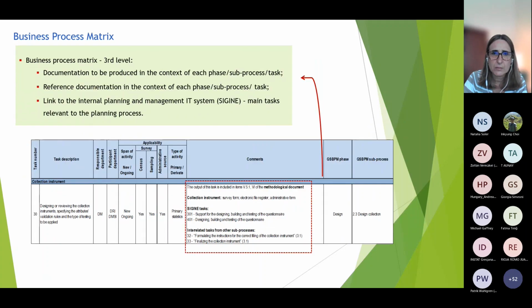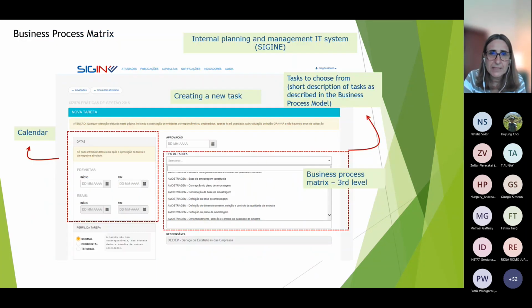And then there is an area where we have a lot of information that concerns the documentation to be produced in the context of each phase or sub-process and tasks. The reference to documentation that I was talking about before, because it's important for us to have also the information and the documents that are related, be it a procedure or a policy, anything that interferes with what I am doing in that task, and also the type of information that I have to deliver at the end of the task.